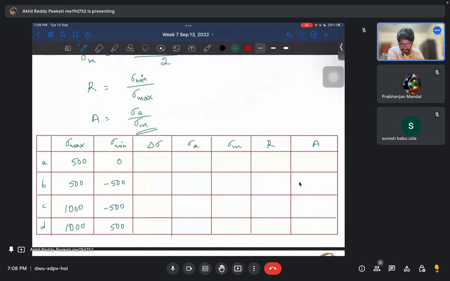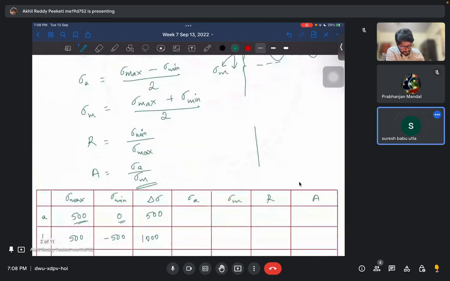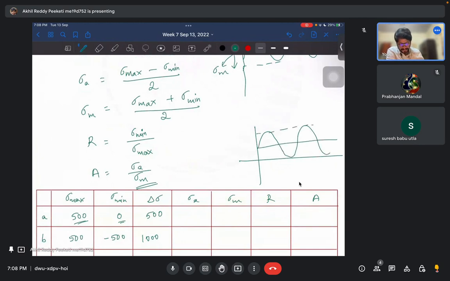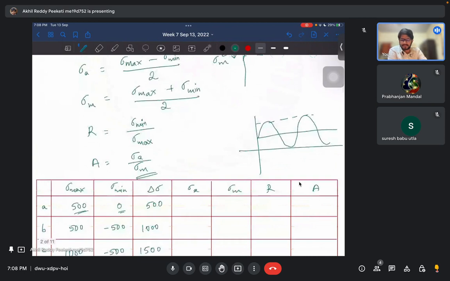Stress range for this would be directly maximum minus minimum, so 500. For this, stress is going from 500 to minus 500, so the range would be 1000, right? Now in this case, 1000 to minus 500, so 1500, and 1000 to 500, so range would be only 500. Now if you see here, maximum is 500, minimum is 0. So this is not a fully reversible load.